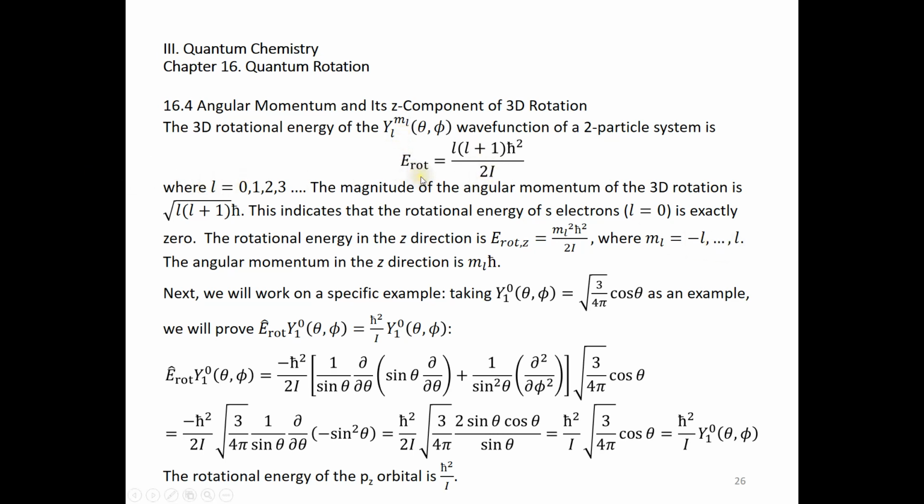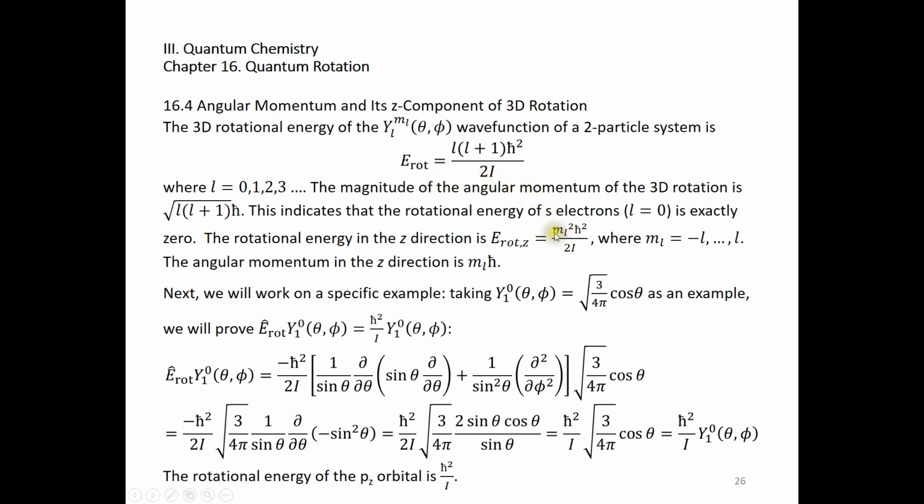The total rotational energy can be expressed as this. What about the rotational energy in the z direction? The expression is a little simpler. It's m sub L squared h bar squared over 2I. Again, m sub L is from negative L to positive L. So you can see the rotational energy in the z direction is always smaller than the total rotational energy here.